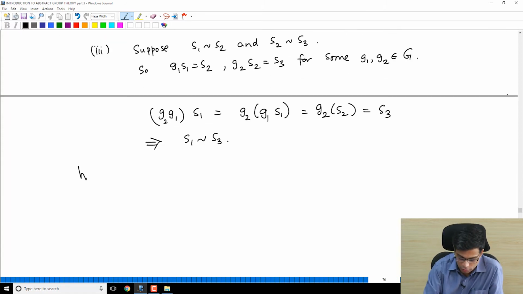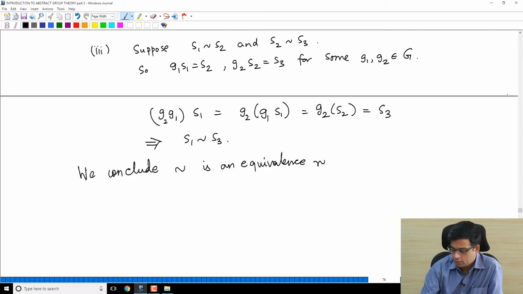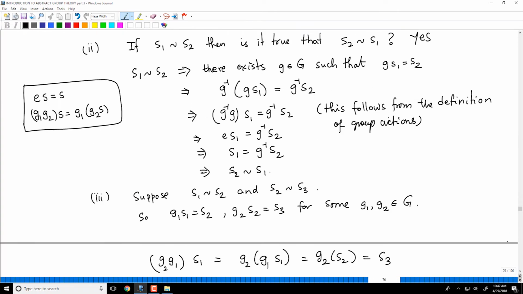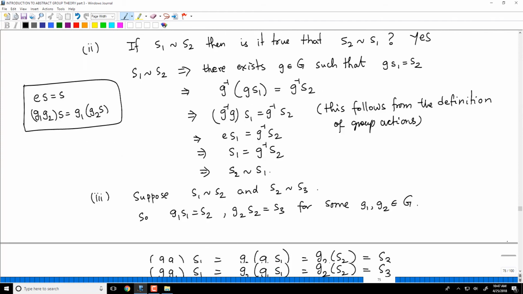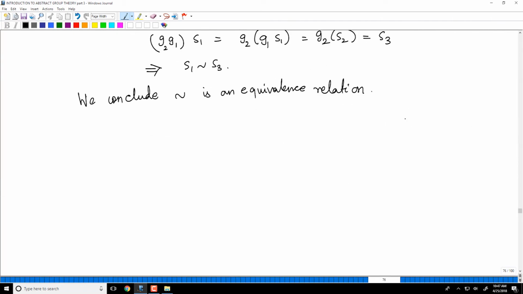So we conclude, we check the three defining properties of an equivalence relation. So this is an equivalence relation, right? So again, let's recall what the equivalence relation is. It says that two elements are equivalent if there is a group element that takes one to the other. So that's an equivalence relation I have checked so far.